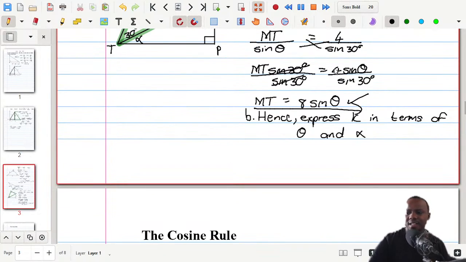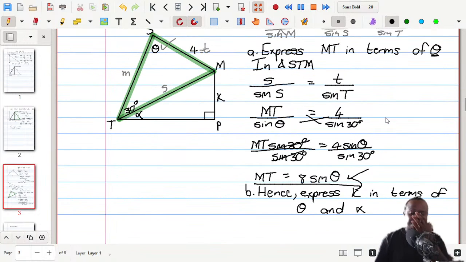It says, hence, express k in terms of theta and alpha. K. In which triangle is k? Well, if you look at this, k is in triangle MTP, this triangle. Take note that this is a right angle triangle. So first what I'm going to do is I'm going to say here on the side, in triangle MTP.